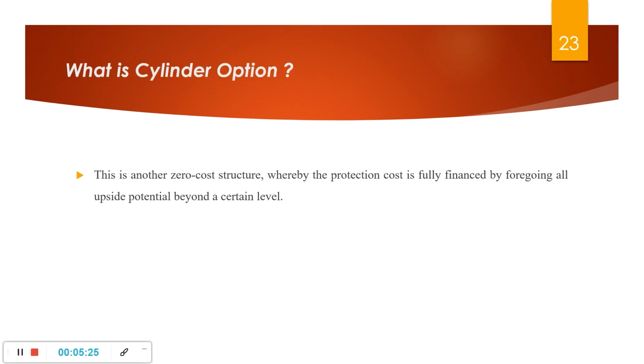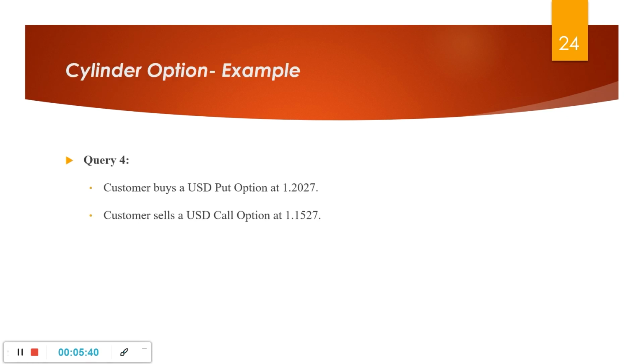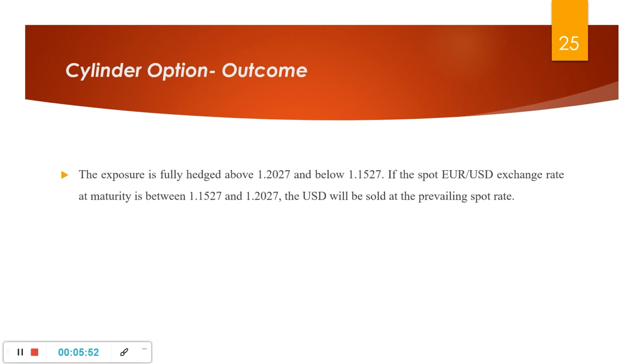Now let's discuss the cylinder option. This is another zero cost structure, whereby the protection cost is fully financed by foregoing all upside potential beyond a certain level. I'm going to discuss this with an example. Let's see, a customer buys a USD put option at 1.2027 and the customer sells a USD call option at 1.1527. The outcome would be that the exposure is fully hedged above 1.2027 and below 1.1527.